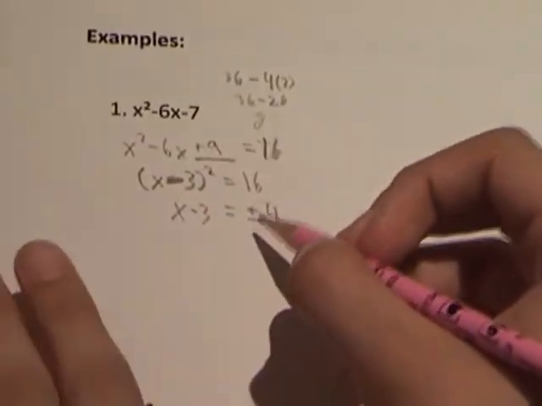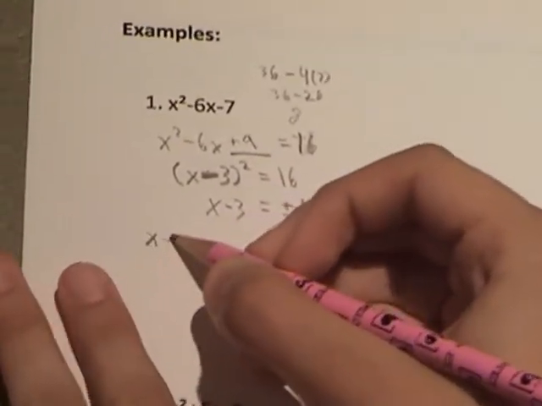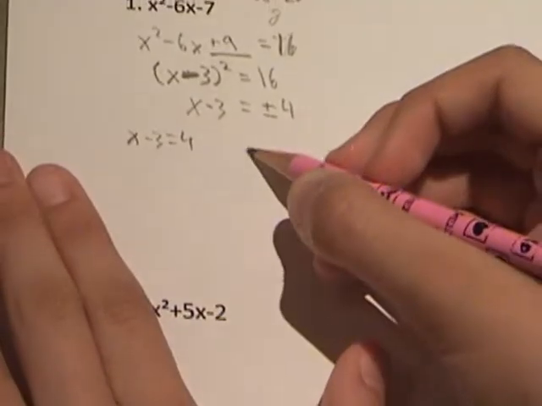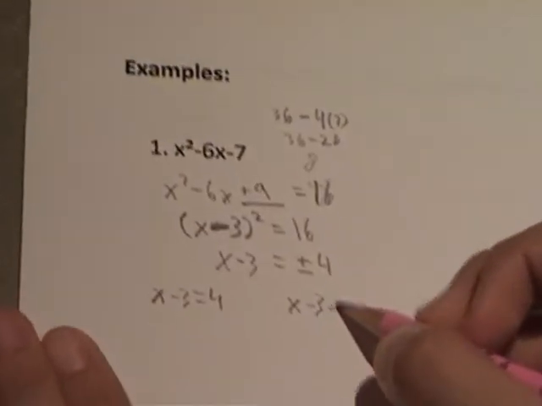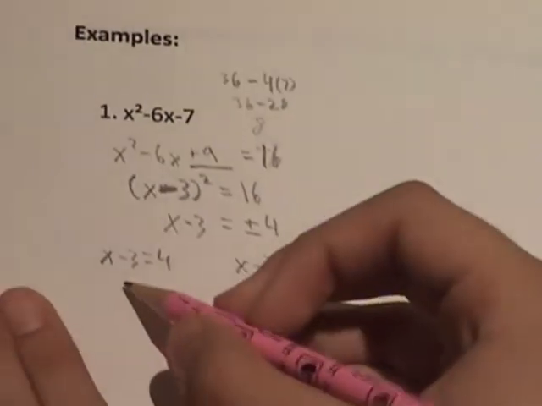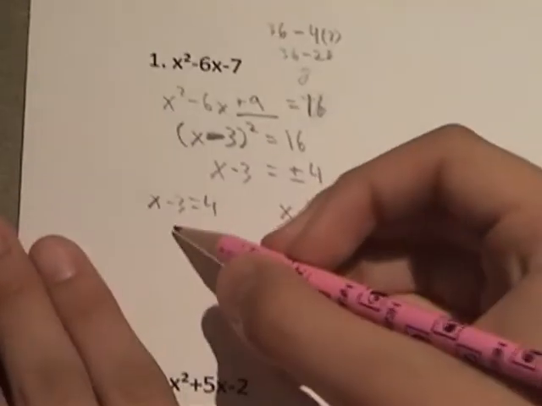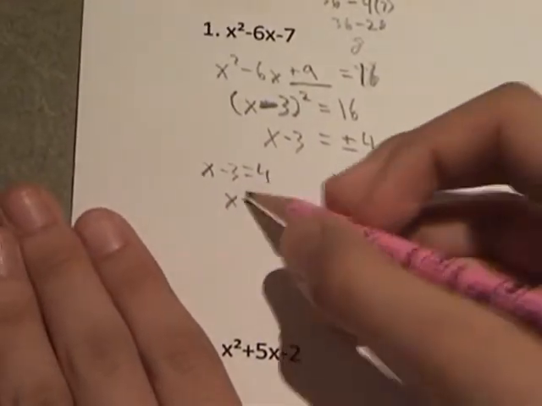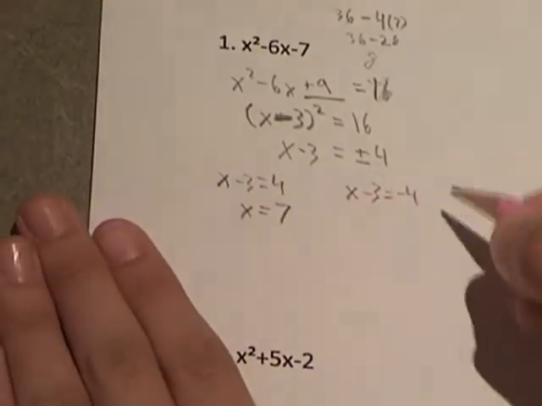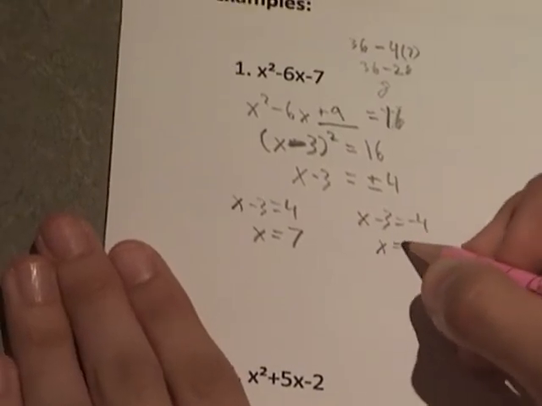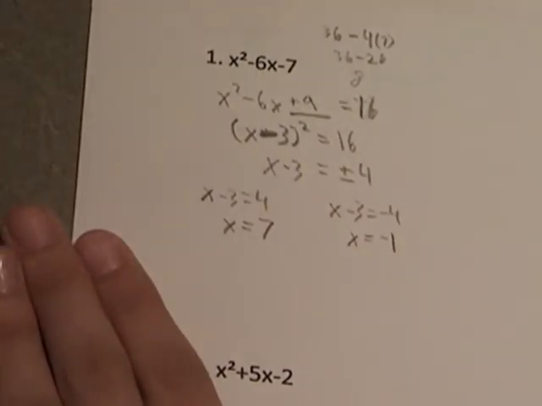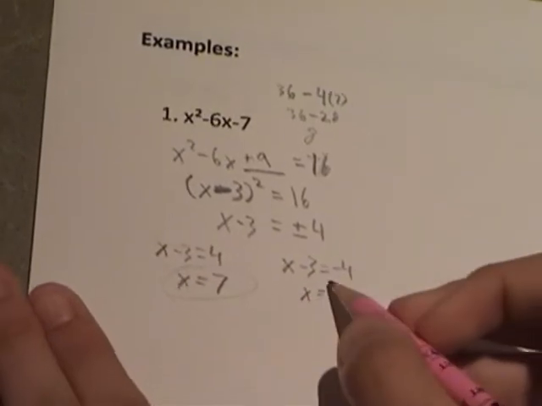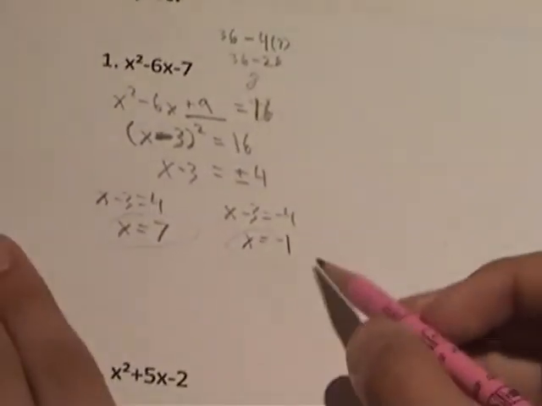Now, at this point, you break it into two things. X minus 3 equals 4, or x minus 3 equals negative 4. Now, solve for x. X equals 7, or x equals negative 1. These are your roots, 7 and negative 1.